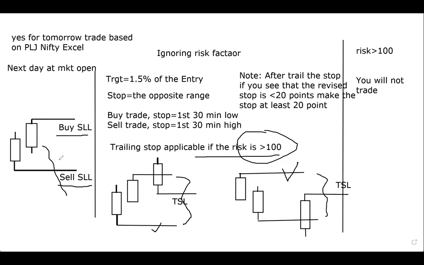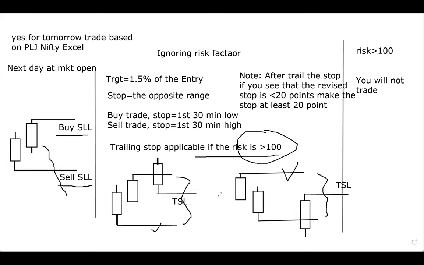Now, if this difference is greater than 100 and you decide that you will not trade if the risk is greater than 100, then it's perfectly fine. You know what the result is, I have shown you. Now, if you want to ignore this and trade no matter what the risk is today, then you first wait for execution. Once the trade has been executed, you place a target of 1.5% of the entry. Your stop is still at the opposite range. So if the buy order has been triggered here, this is the stop loss. If the sell order is triggered here, this is the stop loss. Now, if this difference is less than 100, nothing to do. Either the stop will be hit or the 1.5% target will be hit. If none of these happen, then you will exit the trade at 3:50.